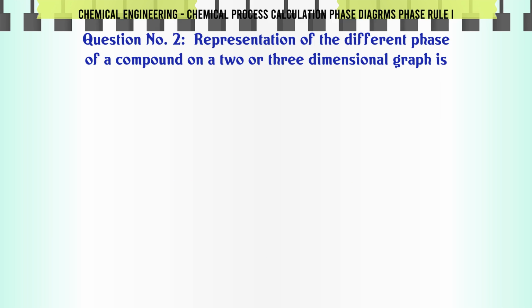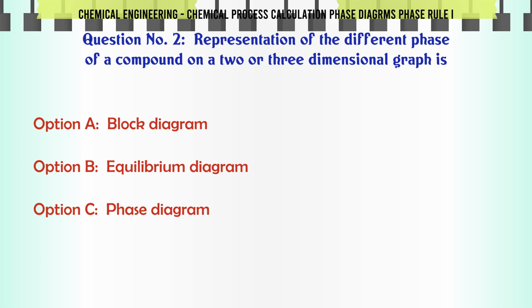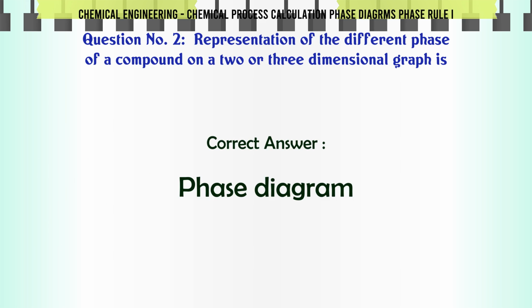Representation of the different phases of a compound on a 2 or 3-dimensional graph is: A. Block diagram. B. Equilibrium diagram. C. Phase diagram. D. None of the mentioned. The correct answer is phase diagram.